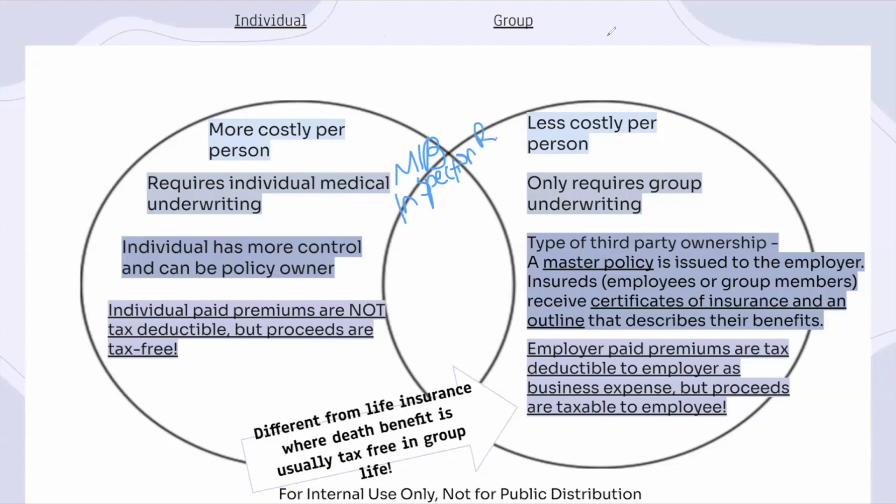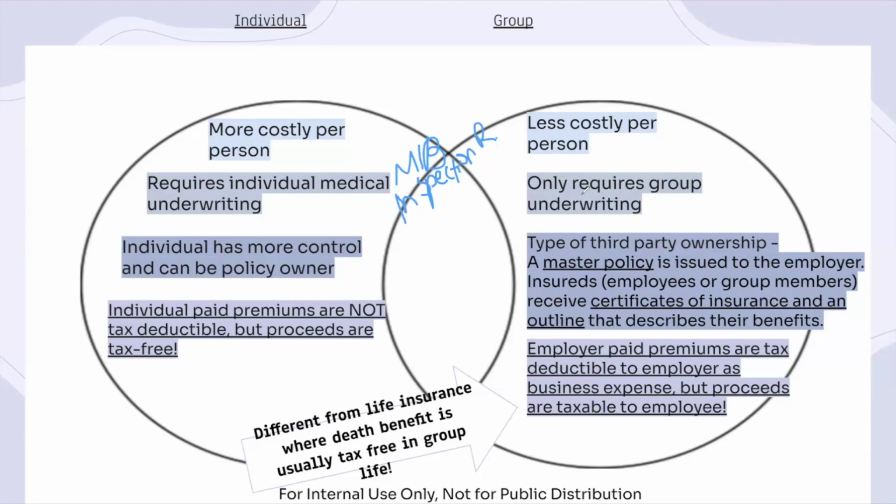But with the group policies, they only require group underwriting. So in that case, we can see that usually it doesn't zone in on a specific individual's health, but more towards the health status of an entire group of individuals.